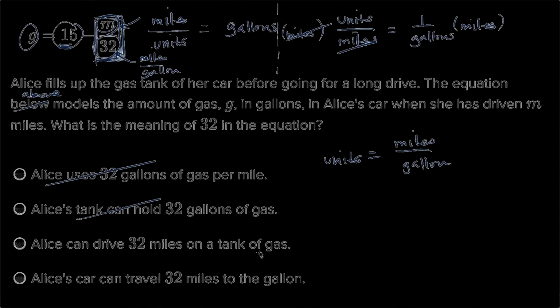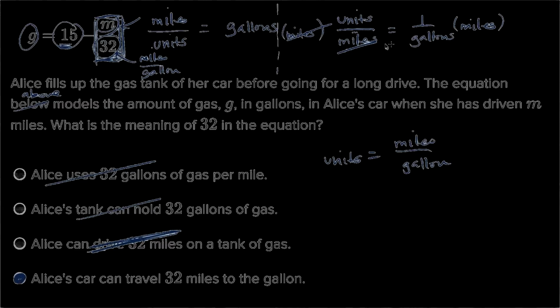This isn't 32 miles per gallon. This is 32 miles on a tank of gas. This would be 32 miles on over 15 gallons. No, that's not right. That was a close one. Alice's car can drive 32 miles per gallon. That's right. 32 miles per gallon.